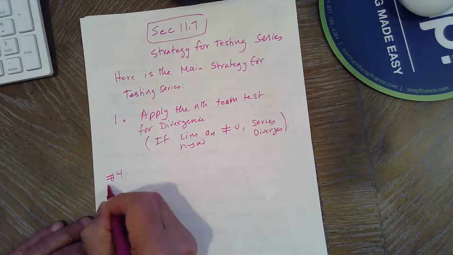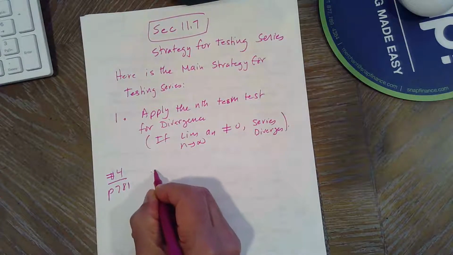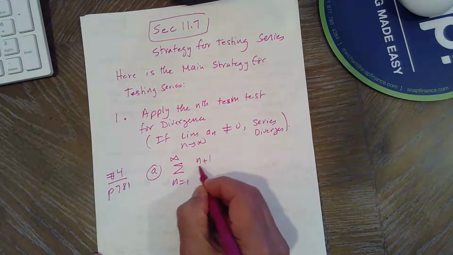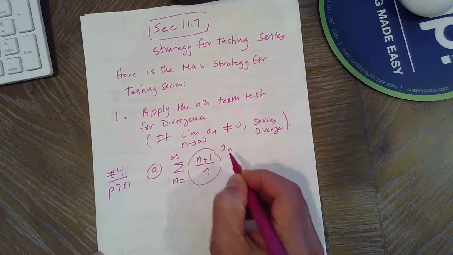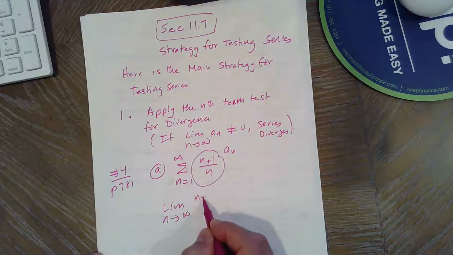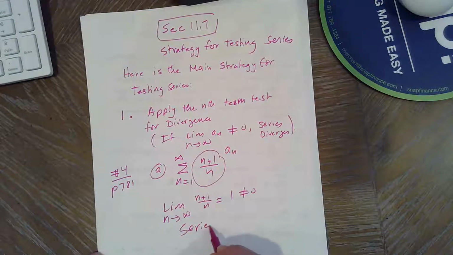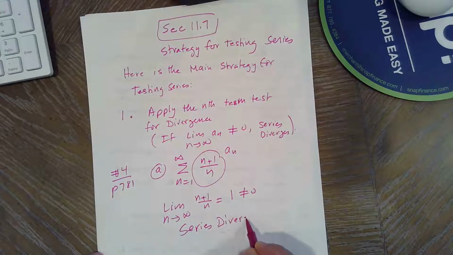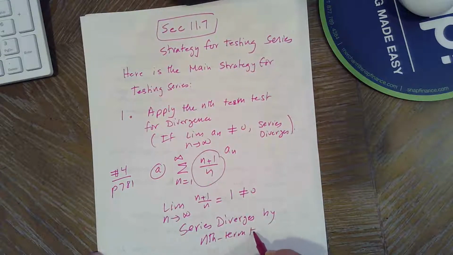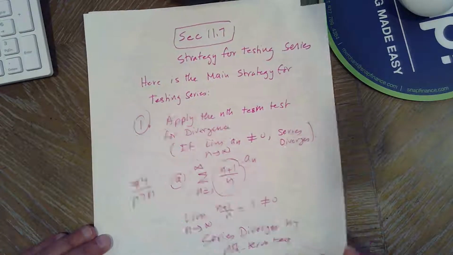So here's an example. Page 781 in your text, number 4, part A, sigma n equals 1 to infinity of (n plus 1) over n. Right away, I know that the limit of a_n is 1. As long as it's not 0, say the series diverges by the nth term test for divergence. Okay, so that's the first thing you want to look at.